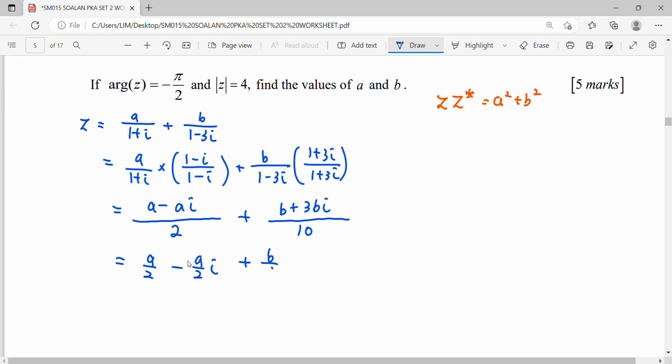So we operate the real part and the imaginary part. Real with real, real with real. So a over 2 plus b over 10 is your real part. Imaginary part will be negative a over 2, 3b over 10.